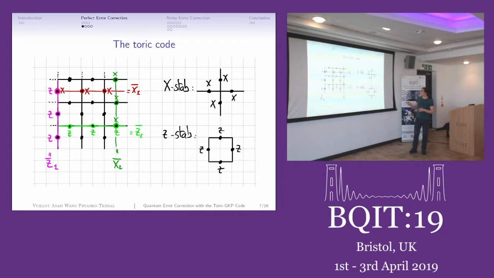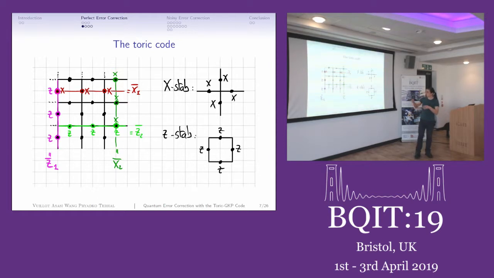So on every cross, I put a stabilizer which acts like the X Pauli on these 4 qubits, meaning that my global state will be a +1 eigenstate of the product of these 4 Paulis. And then on every plaquette, I put a stabilizer with Z Paulis, and so my state is a +1 eigenstate of the product of these 4 Z's on every plaquette. You put this on every cross and plaquette in this lattice. And so what happens is that you constrain your full space of qubits, but not completely. What's left is actually enough space for 2 logical qubits.